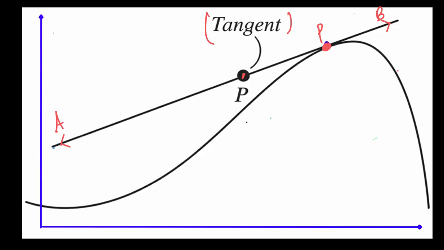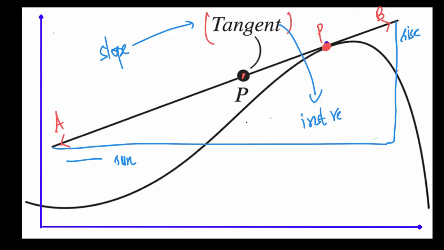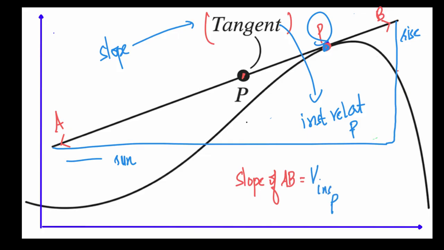And if you plot 2 points there, then calculate the run and the corresponding rise, what you get is the slope of the tangent, which gives us the instantaneous velocity at the point where the tangent is drawn, which is at this point at t. So, slope of AB, which is the tangent, what does it give us? It gives us the instantaneous velocity at the point P.